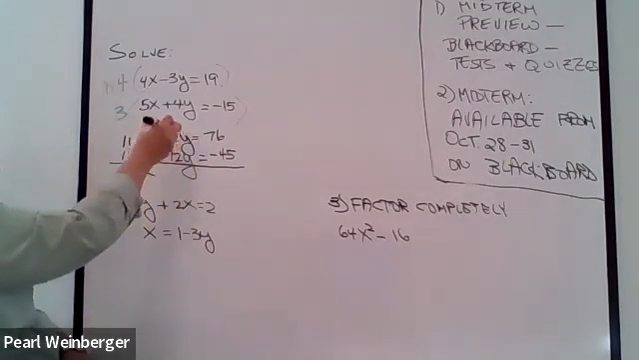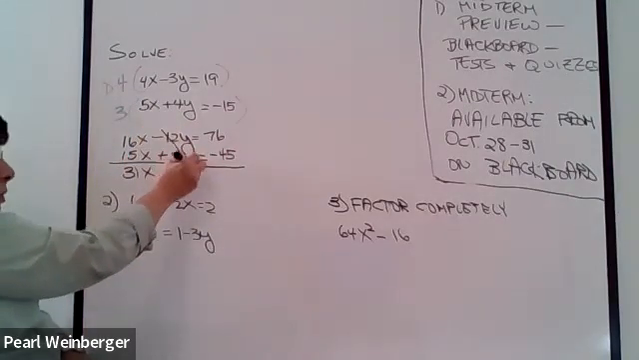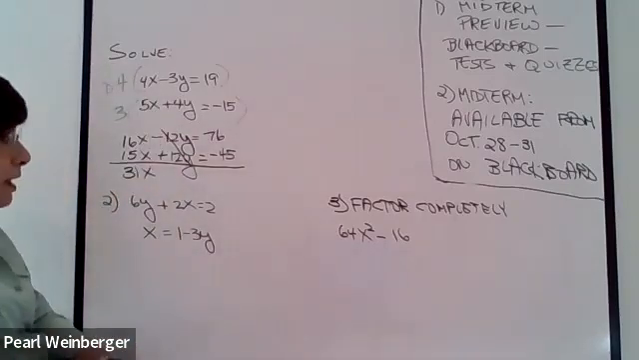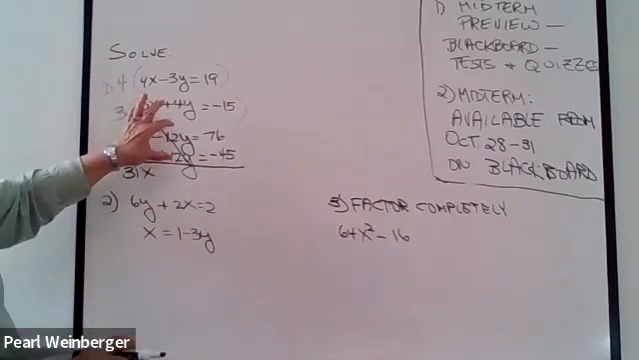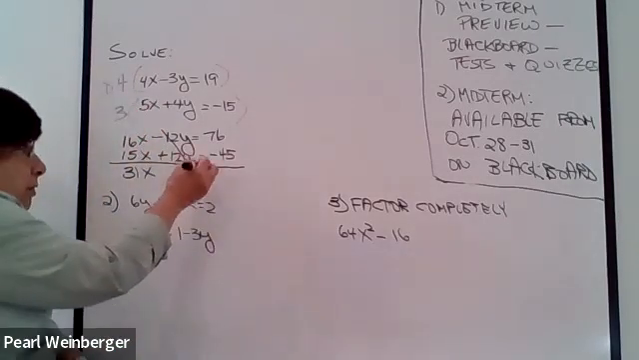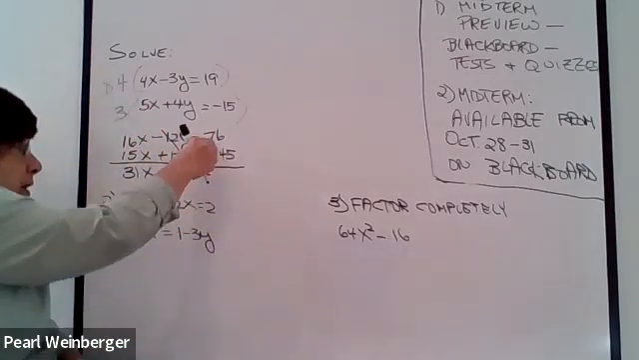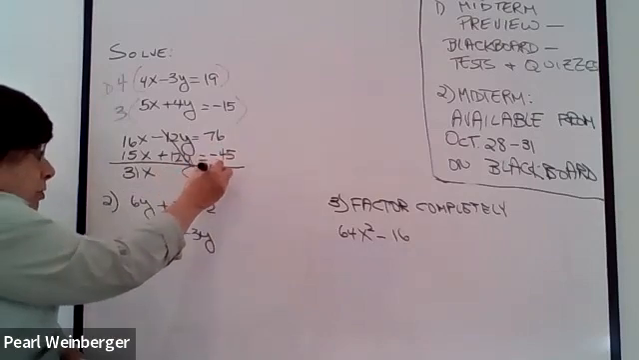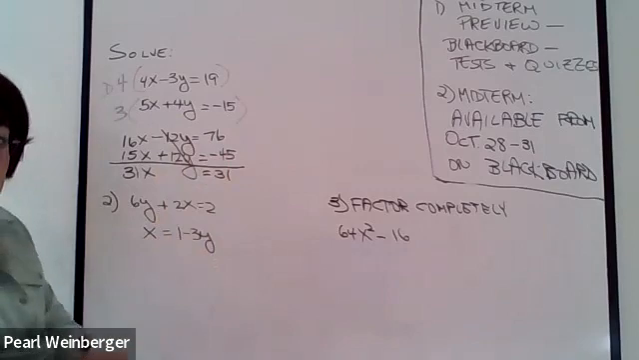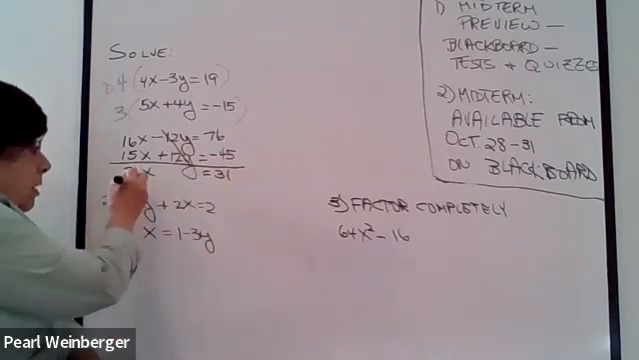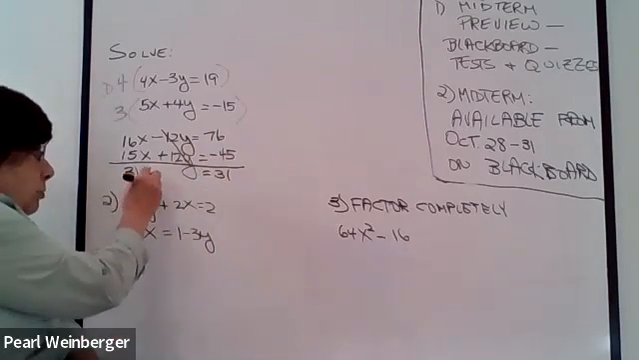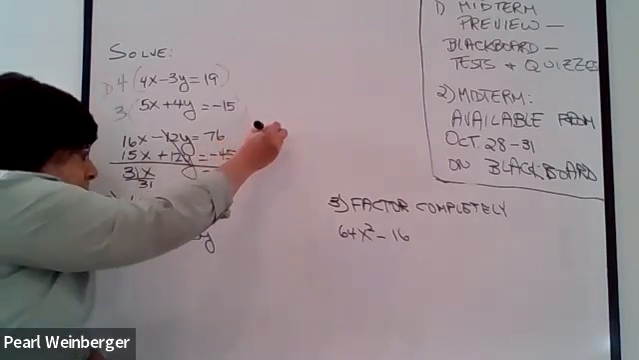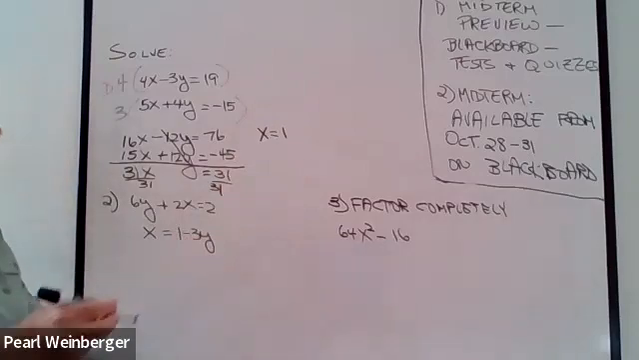And now when you add these two equations together, the 16x plus the 15x will give you 31x. The negative 12y and the positive 12y will cancel out. We said we wanted to eliminate one of the unknowns, and we decided it was the y's that we were getting rid of. And when we add 76 plus 45, we get 31. And now to figure out what x is, we just divide by 31 on both sides. And of course, that gives us x equal to 1.